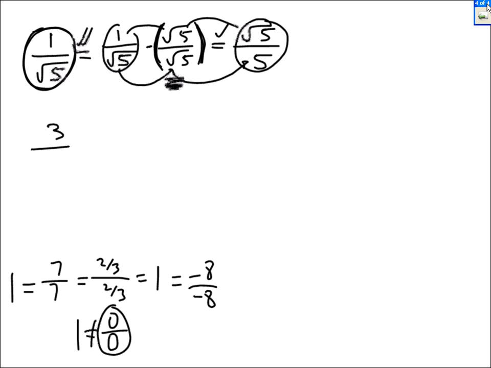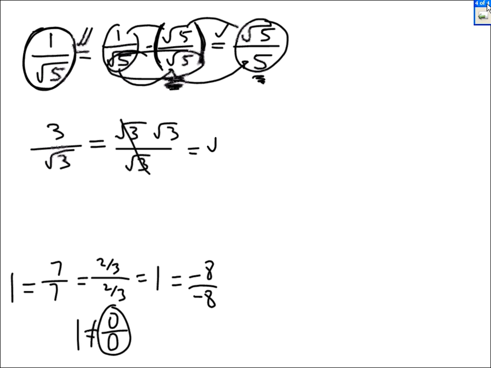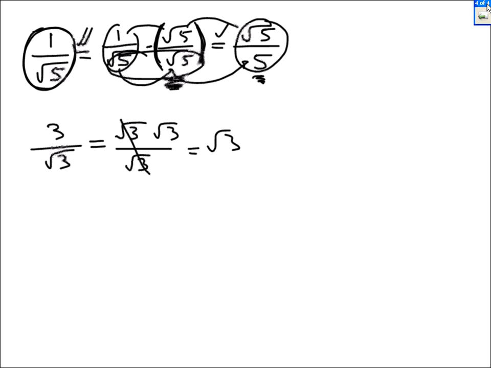So you've got 3 over the square root of 3. Well, there's 2 ways of doing this. This is probably the least popular way for students. 3 is square root of 3 times square root of 3. That's what 3 equals, just like 5 equals square root of 5 times square root of 5. Divided by square root of 3, you get the square root of 3. That's one way of doing this problem. And though it's least popular, it's the easier of the 2 methods.